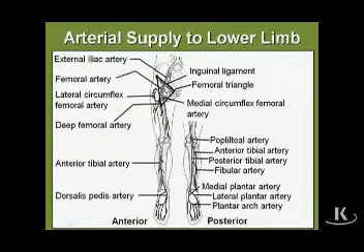Again, just as in the upper limb, in the regions of the joints, there's very good collateral circulation. So around the hip joint, we have collateral supply. Around the knee joint, we have collateral supply. And around the ankle joint, we have collateral supply. So as was the case in the upper limb, compromise to the blood supply in the lower limb is not very common because of the good collateralization.